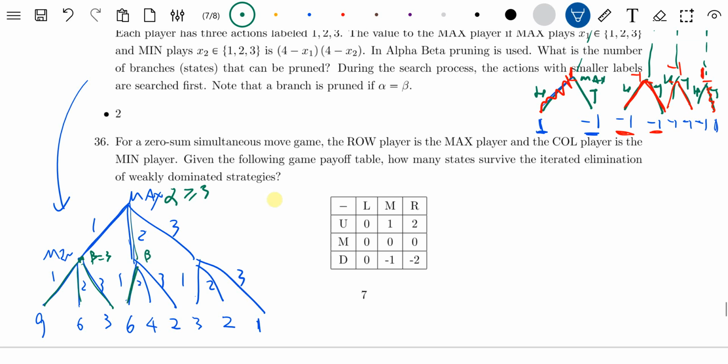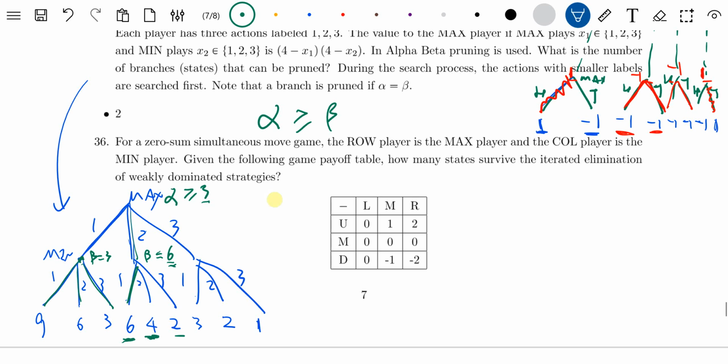So now beta is less than or equal to 6. Because the beta value is the minimum between these three. So when the first one is searched, we only know that it's less than or equal to 3. I mean, less than or equal to 6. So now alpha is 3, beta is 6, nothing happens. We will stop if alpha is larger than or equal to beta. So now that didn't happen yet.